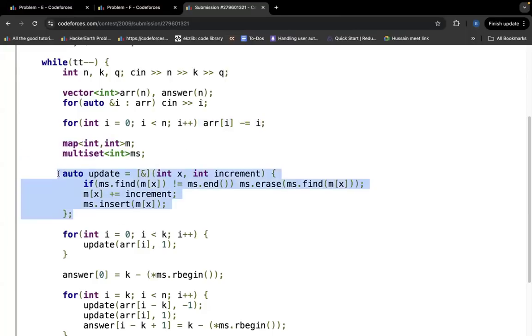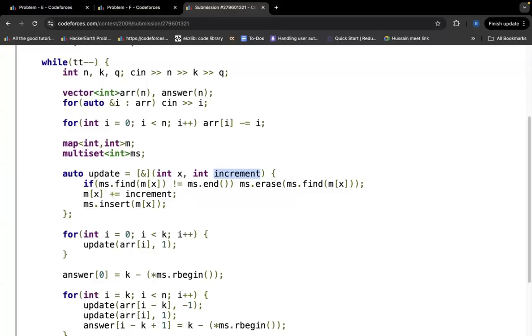Here is my update function. So if the frequency is being added or subtracted by increment, what am I doing? If ms.find(m[x]) is not equal to ms.end(), then I'm just erasing it from my multiset. And after that, I'm doing m[x] plus equal to increment. And then I'm doing ms.insert(m[x]). This is basically the update function that I told you, to remove or to increase. While we'll be adding something, we'll put this as +1. And when we'll be removing something, we'll put this as -1. Is this much clear? Is the update function clear?